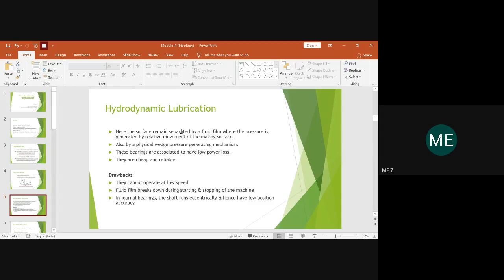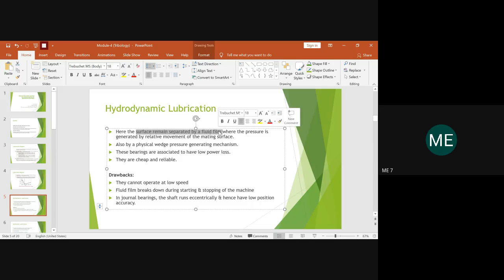The specific amenities of hydrodynamic lubrication are that the surfaces remain separated by a fluid film, but you don't need an external pressure to get the required relative motion. That is one thing. Also, the required pressure can be built by a physical wedge. We have studied various mechanisms related to hydrodynamic lubrication, and these mechanisms help you develop the required pressure distribution.